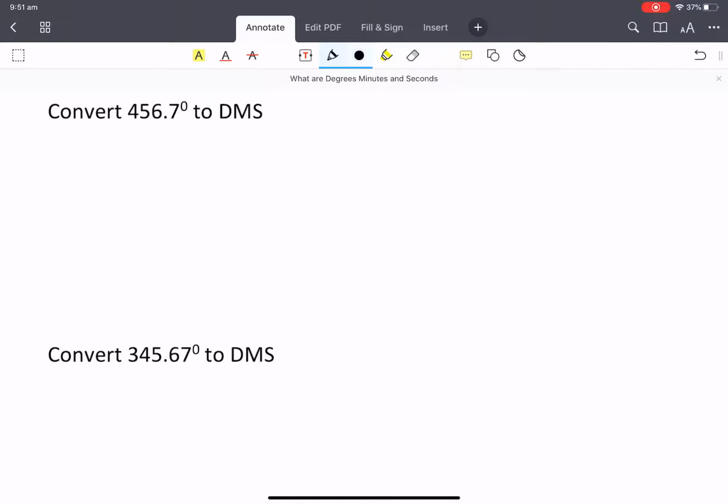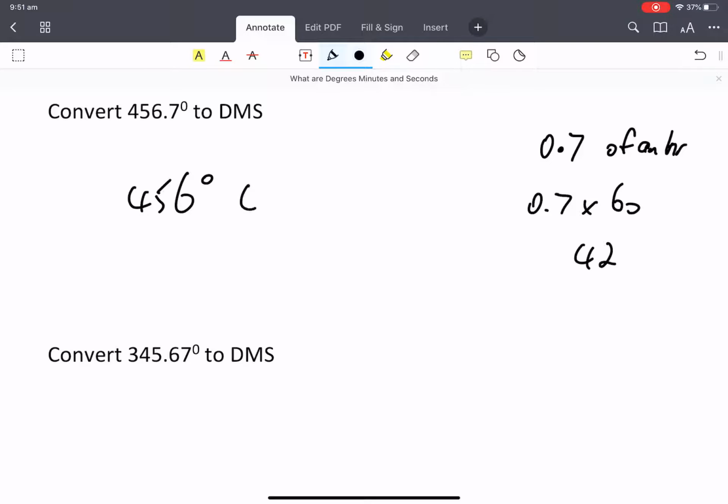456.7 degrees in degrees, minutes and seconds would be the 456 degrees, and I want to get 0.7 of an hour. So it's 0.7 of 60. What's 0.7 times 60? 42. So 456 degrees, 42 minutes.